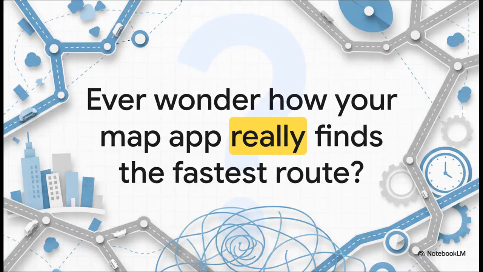I mean, really stop and think about that for a second. It's not just a flat picture of the roads, is it? No way. It's this intelligent system that actually understands traffic and turns and time. The secret? Well, it lies in treating our world not just as a map, but as one massive interconnected network.